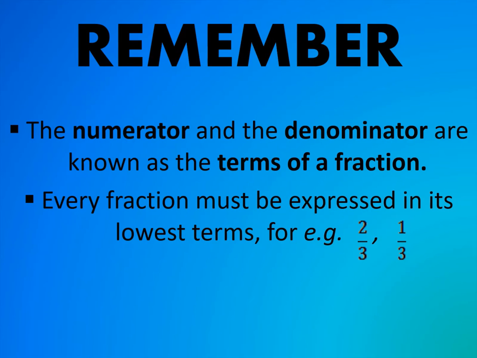Points to remember: the numerator and the denominator. You have seen that there are 2 parts, one upside and one downside. The numerator and the denominator are known as the terms of a fraction. Every fraction must be expressed in its lowest form. Lowest form means it cannot be reduced further. For example, 2 upon 3, 1 upon 3, etc.